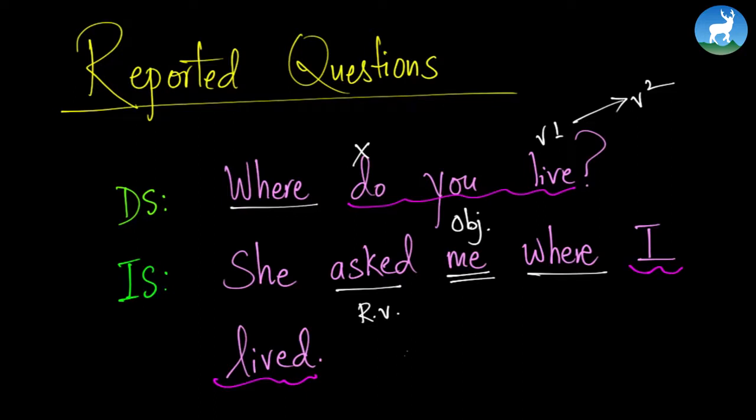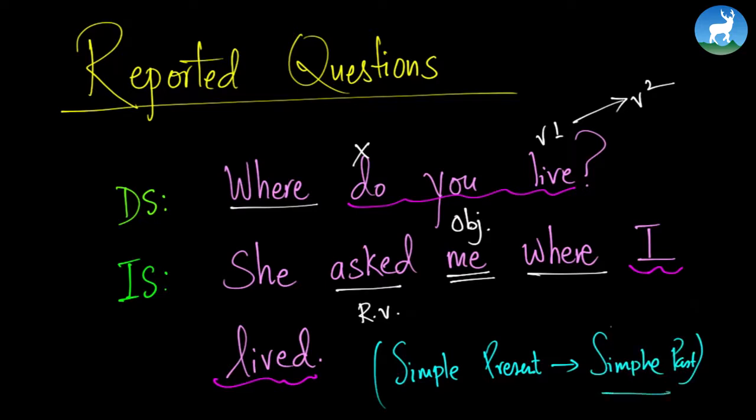Past simple. So the whole idea is simple present tense changed into simple past. And why is it changed like this? Because the reporting verb is in V2. Pretty easy. Let me give you another example.